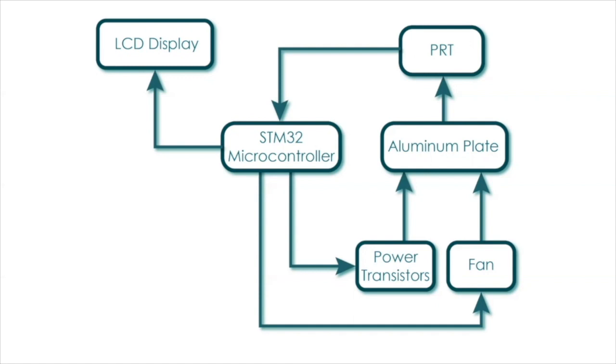Then, power is delivered to the power transistors in order to heat the plate, or power is delivered to the fan in order to cool it. Furthermore, the current temperature of the aluminum plate is displayed on the LCD through means of the STM32 microcontroller.